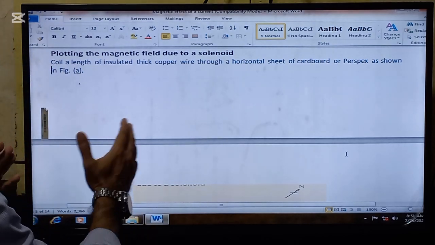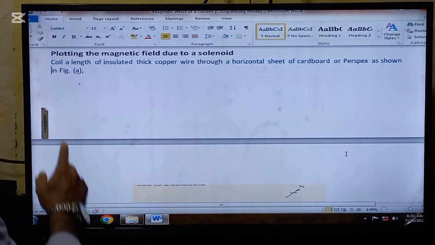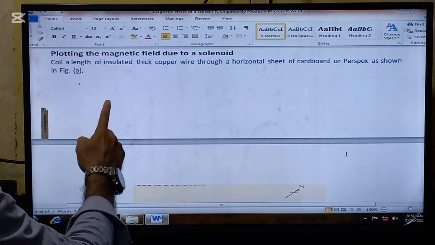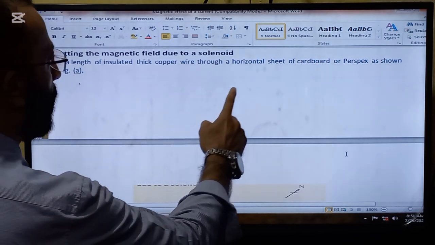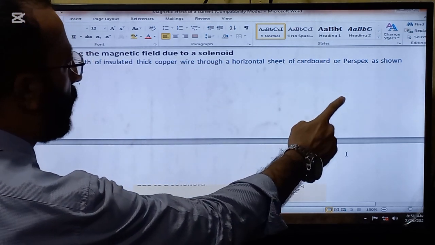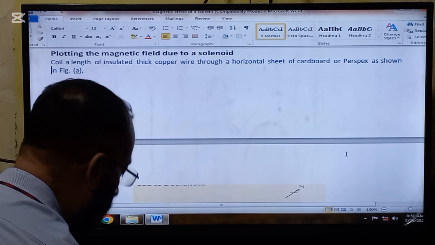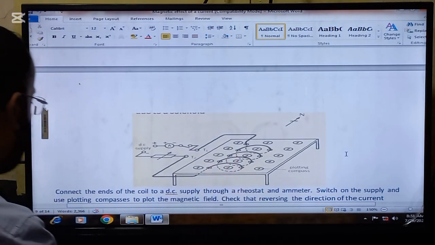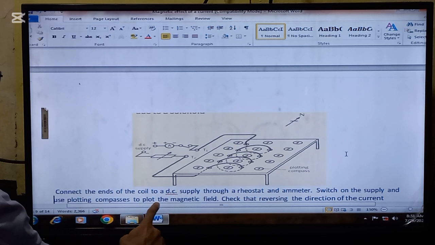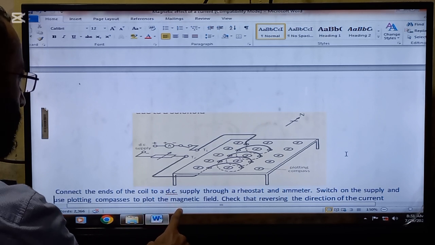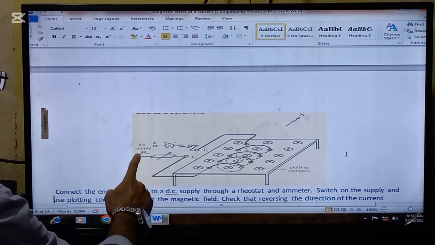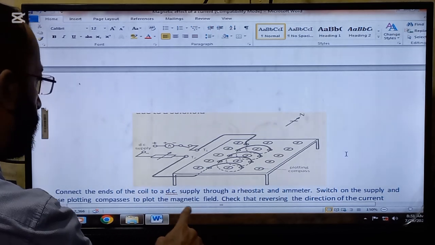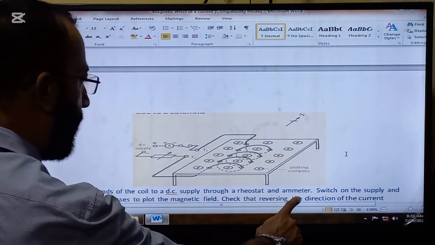Plotting the magnetic field due to the solenoid. Coil a length of insulated thick copper wire through a horizontal sheet of cardboard or perspex as shown in figure A. So here you can see, turn the solenoid. Connect the ends of the coil to a DC current supply through a rheostat and ammeter. Here you can see the coils are connected to the DC current supply.